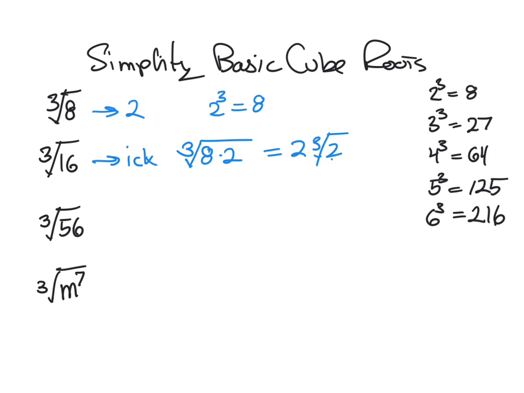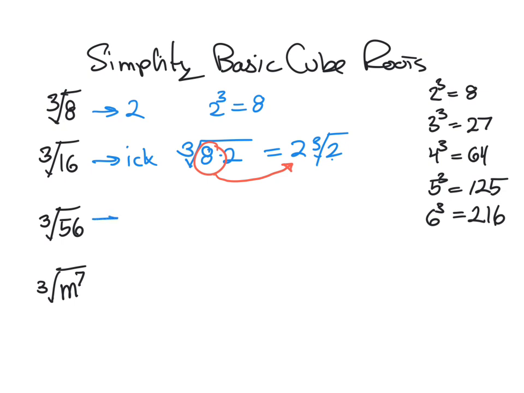To make this abundantly clear, I just want to point out that this 8 that was a factor of 16, when I simplify this radical, it comes outside. It doesn't come outside as 8, it comes outside as the cube root of 8, or 2. So 2 cubed. We've simplified the radical. The number that's inside the radical is as small as it possibly can be.